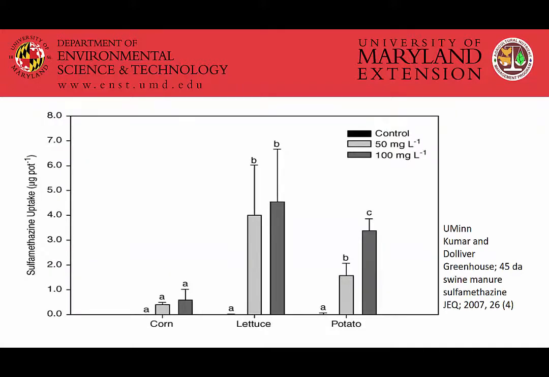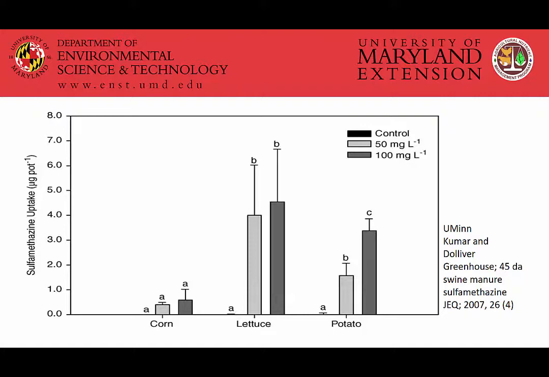Okay, so Holly Dolliver at University of Minnesota in the Department of Horticulture published this about 11 years ago and has done phenomenal work since if you're interested in this. But she looked at swine manure on 3 crops, parts of which are eaten by humans, corn, lettuce, and potato, okay? She did this in the greenhouse. She grew these things for 45 days, but she got potatoes because she talks about analyzing the potatoes, okay?